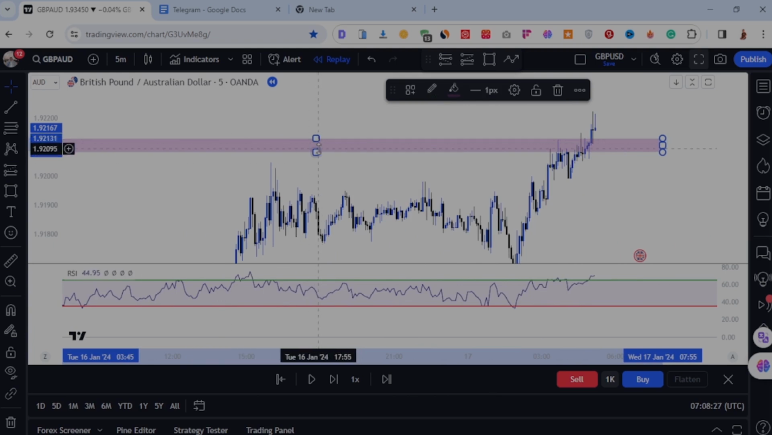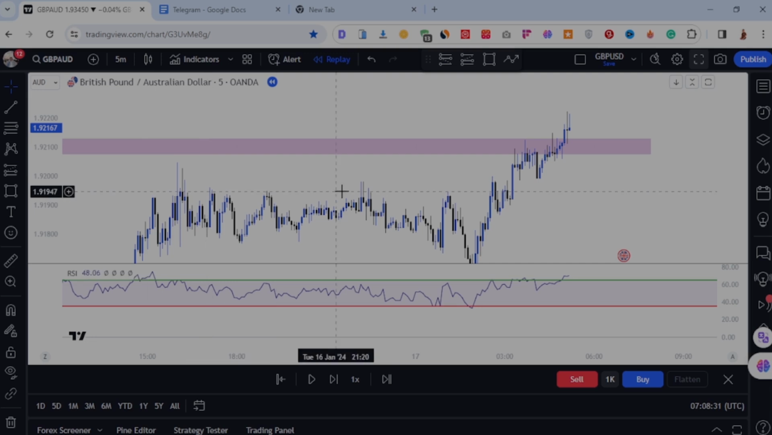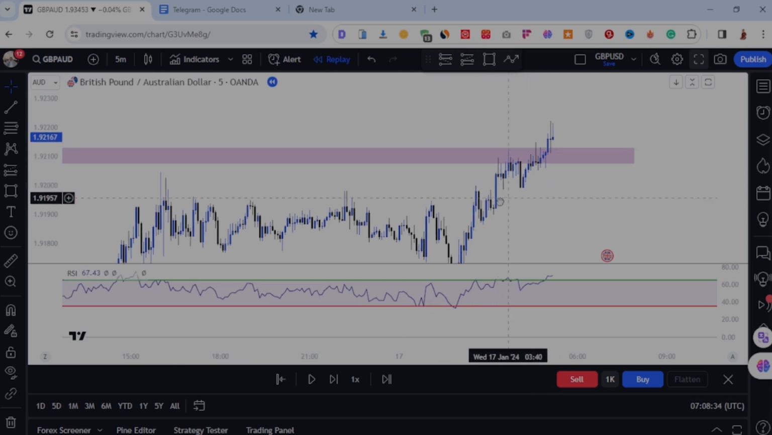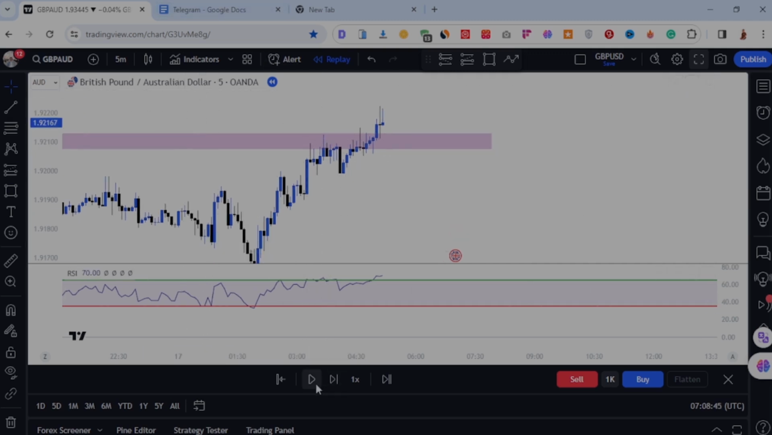But then we have another zone just down here. As you can see, once the market broke here, it also created a higher high and broke another zone right here. So this is a good zone for me to place another breakout trade. And this breakout trade is confirmed by the RSI being in high momentum here.